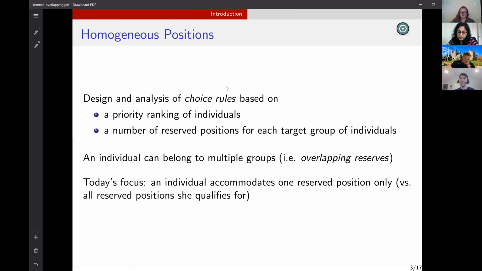There is an alternative accounting convention that we call many to all. So when you're admitted, you count both as a veteran and also as a disabled individual. I'm not going to have time to discuss that in this talk. That one is a little bit more complicated because it creates complementarities among individuals. But we do analyze that in a working paper version of this paper.